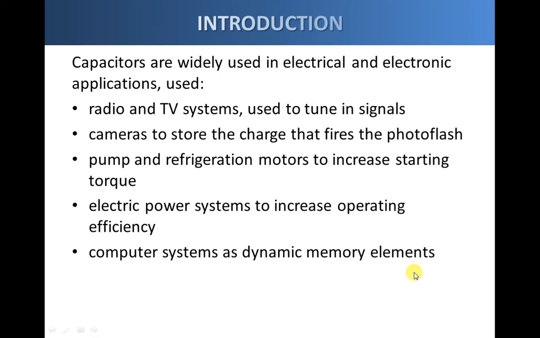On the next video, we're going to study the relationship between the charge, the current, and the voltage on the capacitor.